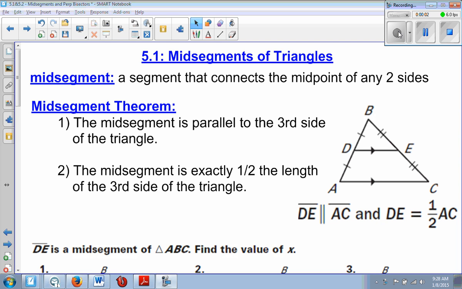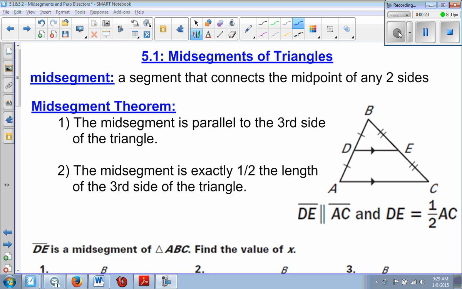Today's lesson is going to cover two different concepts. One of them is mid-segments of a triangle. So the first thing we're going to talk about is what a mid-segment is. A mid-segment is a line segment, and it connects the midpoint of any two sides of a triangle.